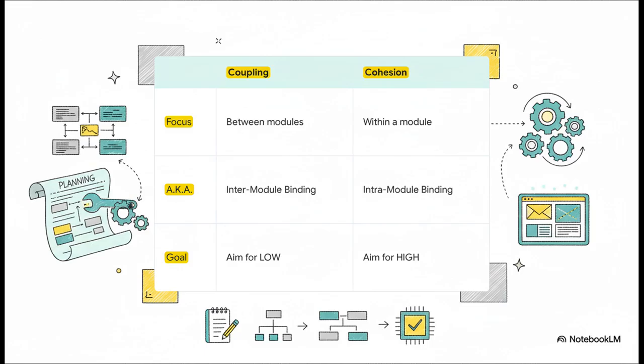Let's put these side by side to make it super clear. Coupling is all about the connections between different modules, and the goal here is to make those connections as loose and minimal as possible. Cohesion, on the other hand, is about how well things are organized within a single module. And there, you want that organization to be super tight and focused. So the mantra is low coupling, high cohesion.